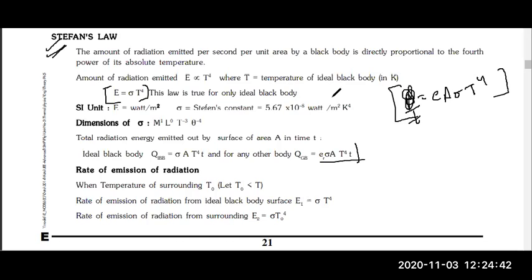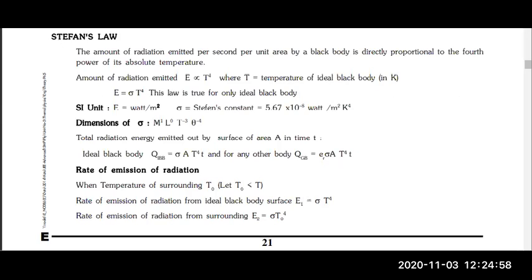Okay, now when you talk about an ideal black body, E is equal to 1. Okay, E is equal to 1. So that's why, and A will be this side. So that's why we have only sigma T to the power 4. In this, you just have to remember that the amount of radiation, the power, is directly proportional to T to the power 4. Okay, got it, right?